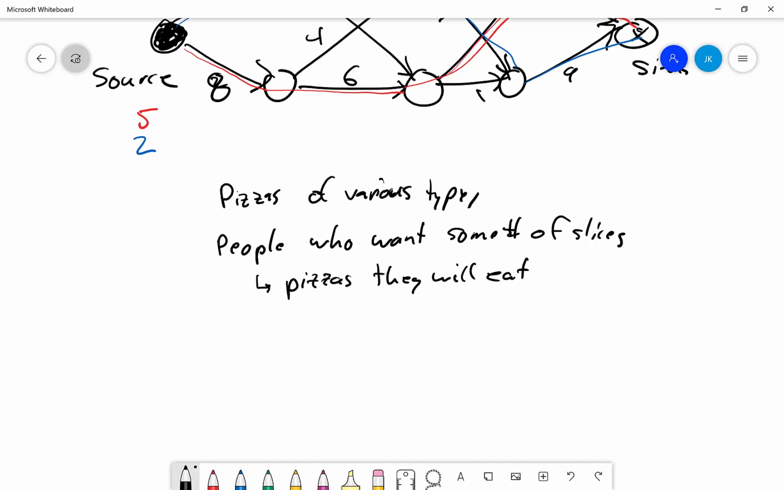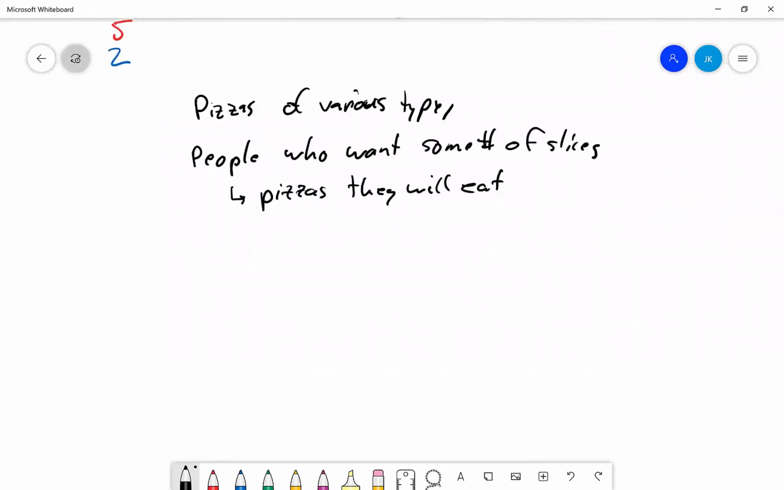So like for me, I don't eat pizzas with vegetables on them. Ugh. So I would not eat those, but I would eat all the other pizzas. And other people might be the exact opposite. They only eat things that have vegetables. Maybe someone will only eat pepperoni pizzas and whatever. And so the question is, how many slices will get eaten? Or you could think of it as, are there enough pizzas to satisfy everyone?